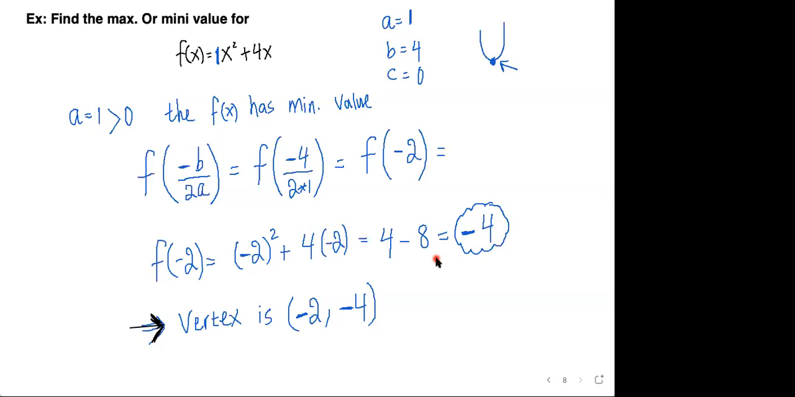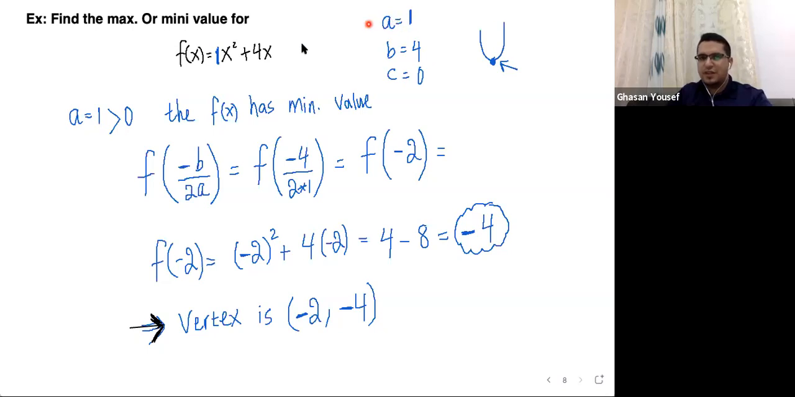First of all, you have to check the a. If a is positive, the function has a minimum value. If a is negative, you have a maximum value.